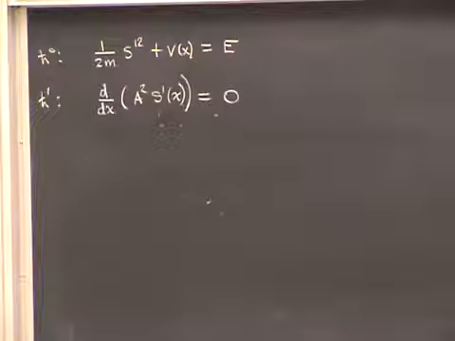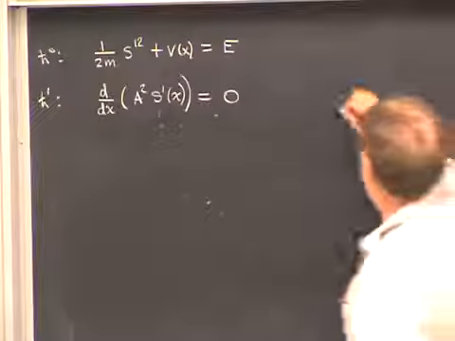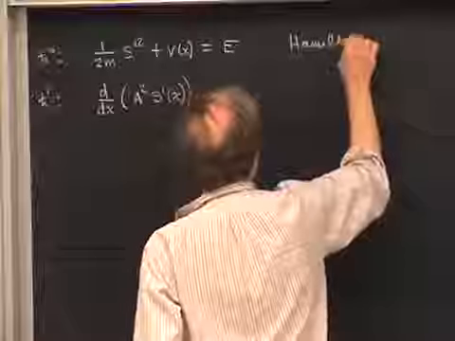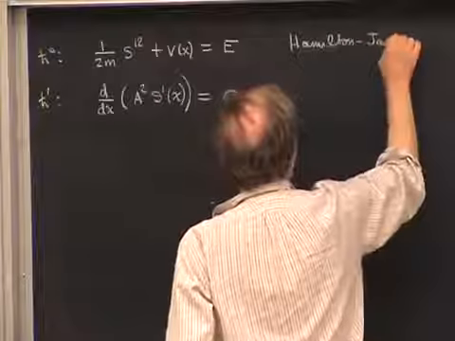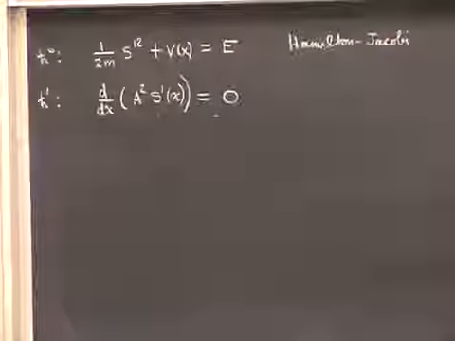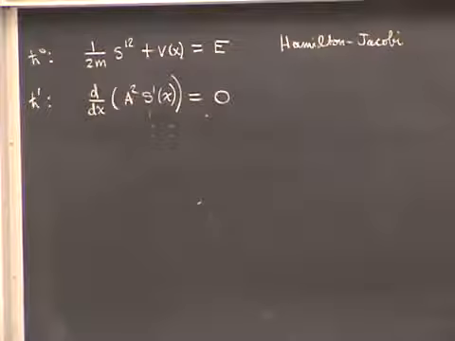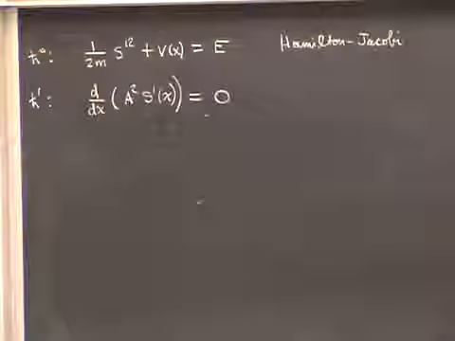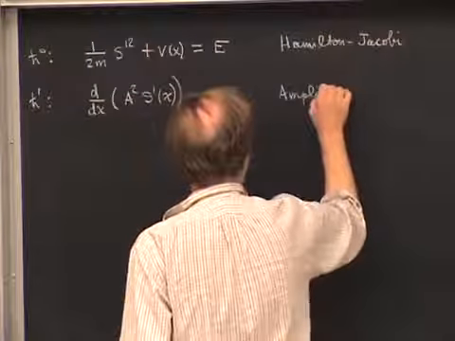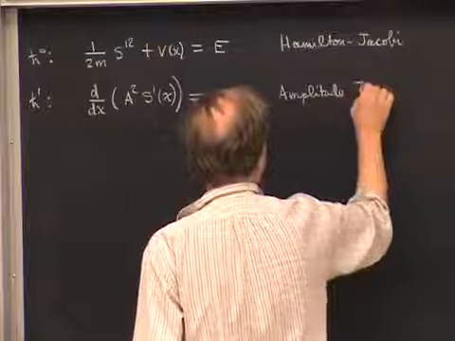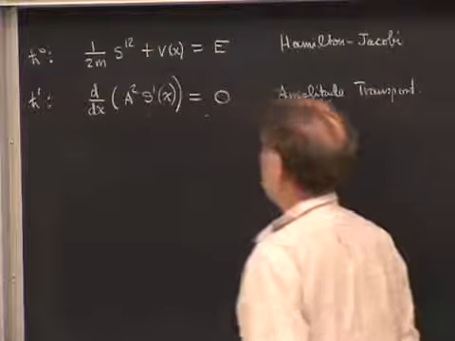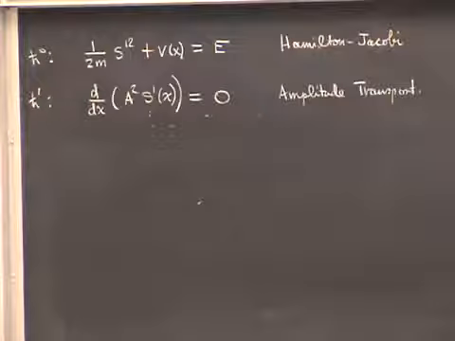That's pretty simple equations, actually. The first equation is actually a version of the so-called Hamilton-Jacobi equation, which has a long history in classical mechanics that goes way back before the invention of quantum mechanics, 1830s, 1840s. The second equation is sometimes called an amplitude transport equation, and that's what I'll call it, just to give it a name. So we need to solve these two equations.